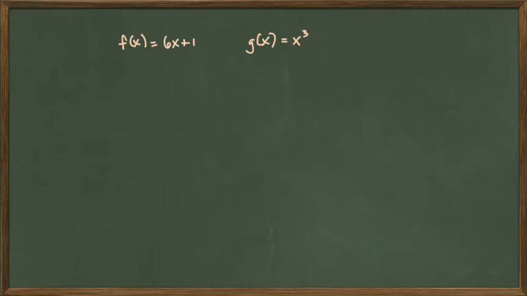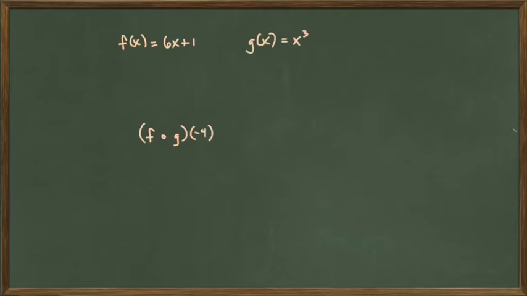In this example of composition of functions, our input is a number. Here we have f(x) = 6x + 1, and g(x) = x cubed. And we're going to find f of g of negative 4.